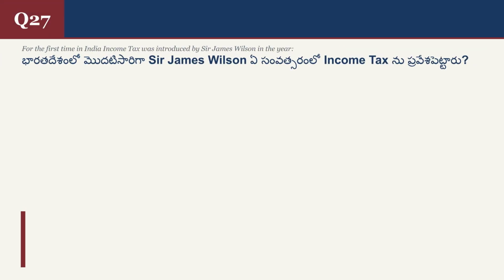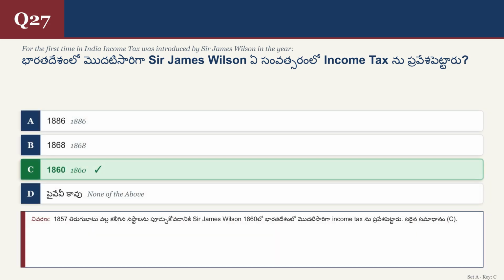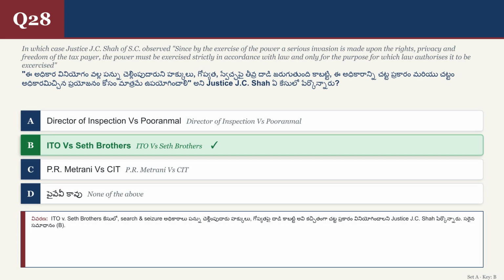Question 27 asks, in which year Sir James Wilson first introduced income tax in India? The correct answer is C, 1860. Question 28 asks, in which case Justice J.C. Shah made observations regarding the strict exercise of power against taxpayers' rights and privacy? The correct answer is B, ITO versus Seth Brothers.